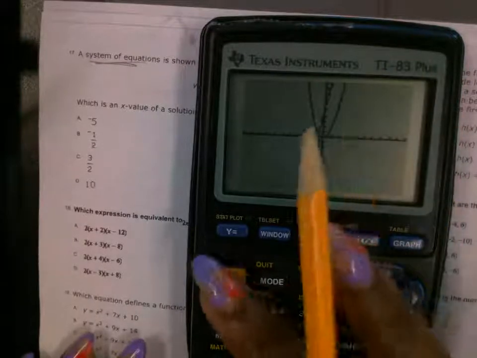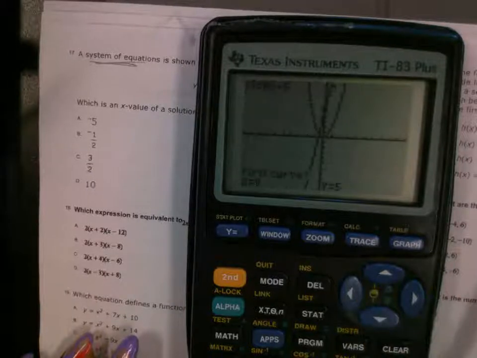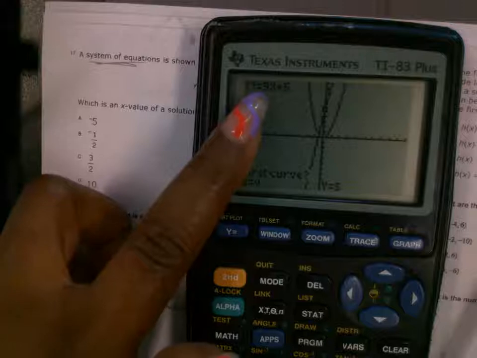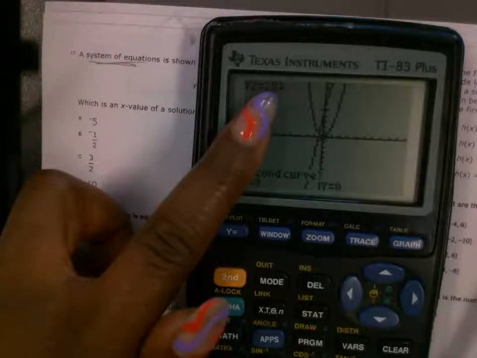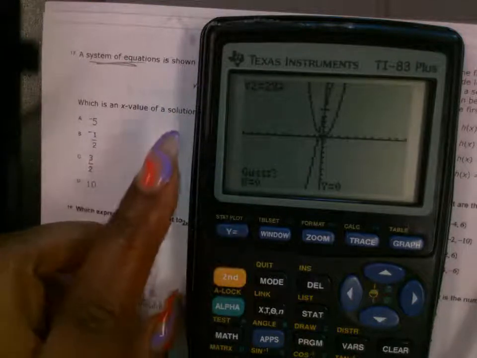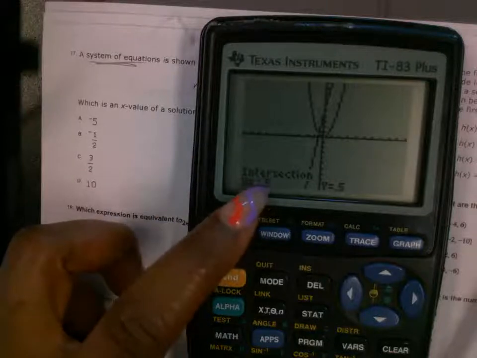So to find that point, you press second trace and you go to intersect. All right, you're going to press enter on the first equation. Look at the top, that's the first. And press enter on the second equation. You see, look at the top, that's the second equation. And now you're going to press enter and it says guess. That means it's going to calculate. So when you press enter there, the intersection is this right here.